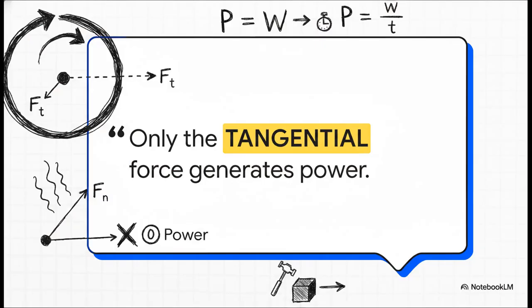And here is the giant aha moment. Think about it. Power is all about doing work. And you only do work when a force pushes something in the direction it's already moving. The normal force, which causes that normal acceleration, is always pointed to the center. It's always perpendicular to the velocity. So it does zero work. And if it does no work, it generates absolutely no power. This is a massive conceptual shortcut. It means we can totally ignore the normal force and focus only on what's happening in the tangential direction.